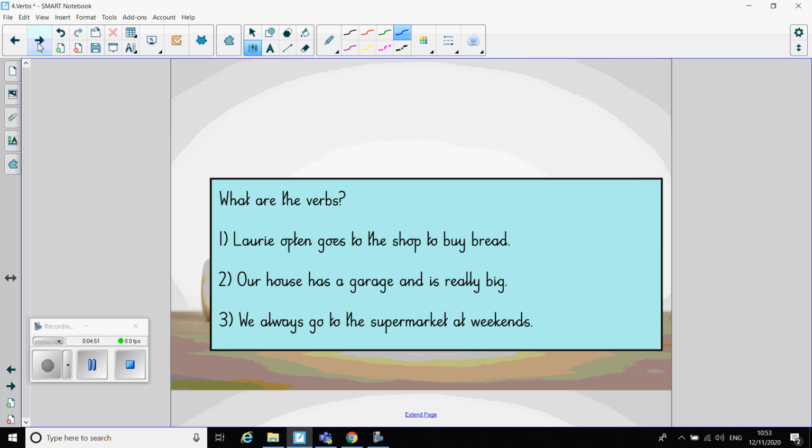Sentence number 2, our house has a garage and is really big. Has is a verb and is is a verb. Those were quite tricky ones to spot there. And number 3, we always go to the supermarket at weekends. And the verb there is go, because it's the action to go. So that is the verb there.